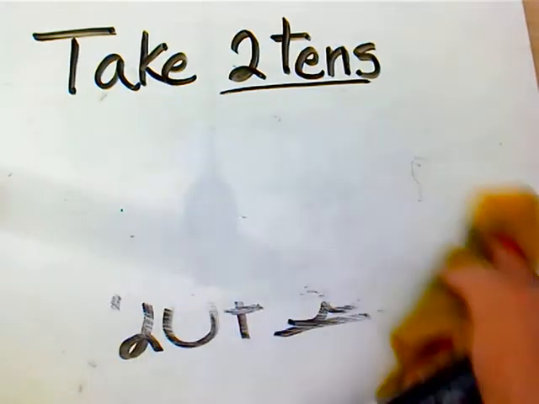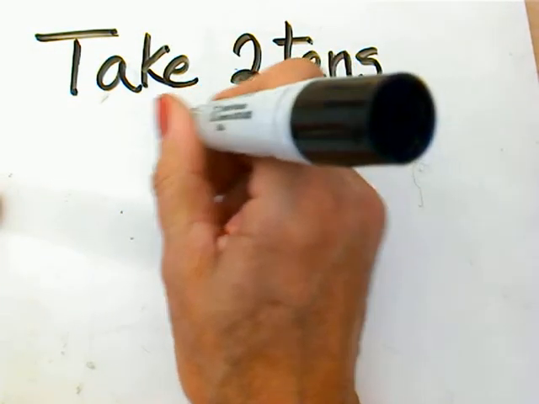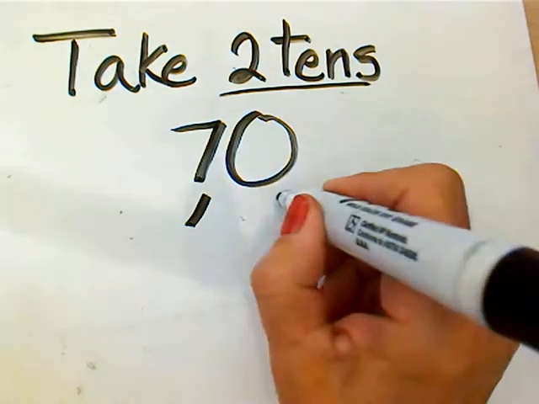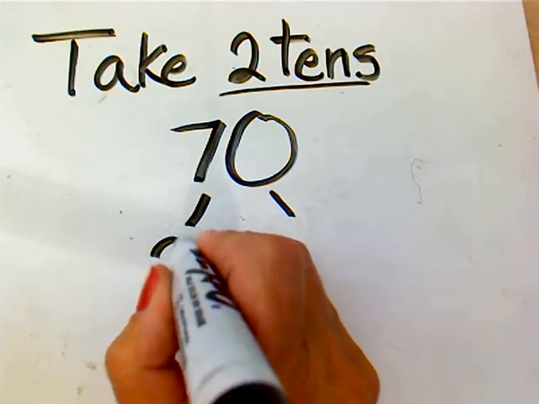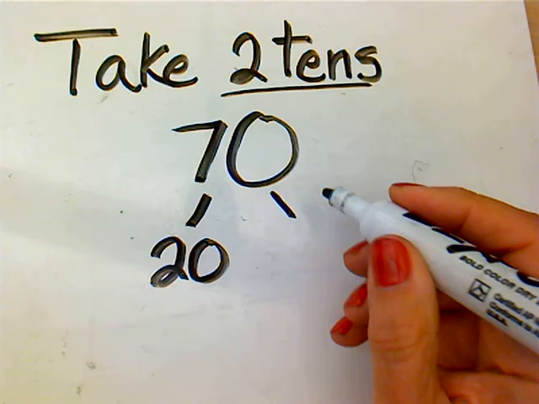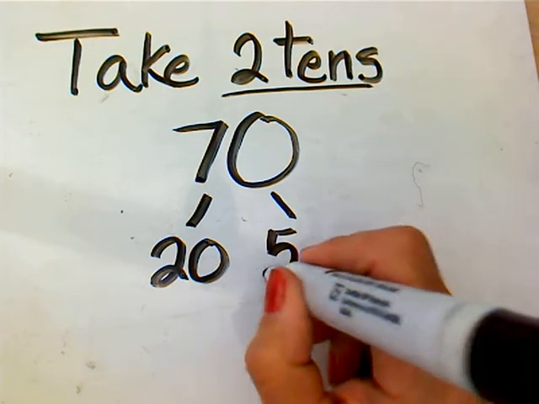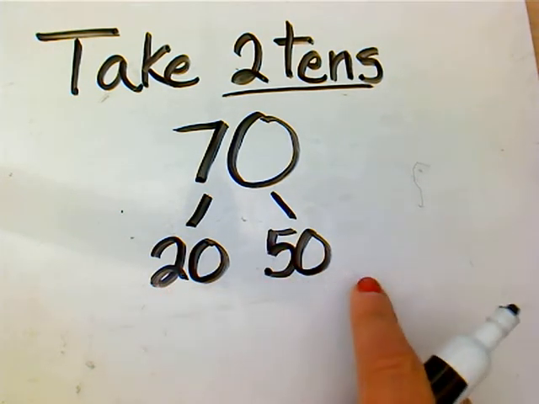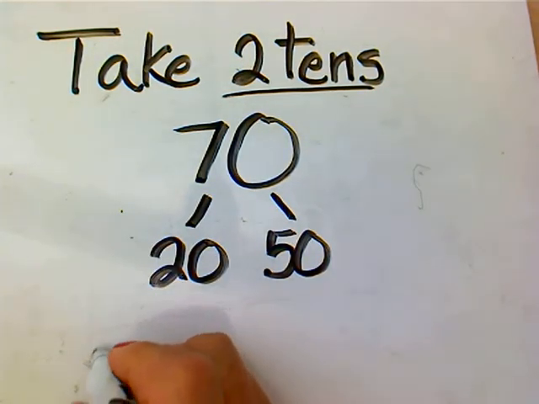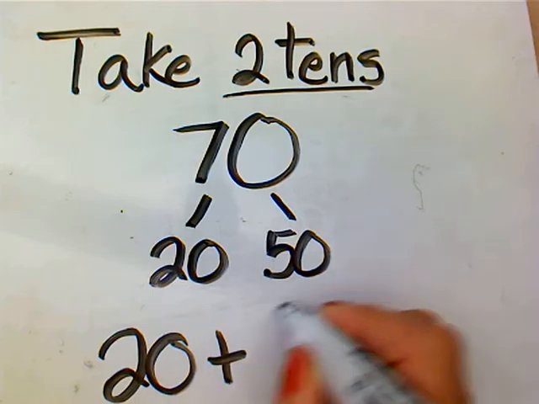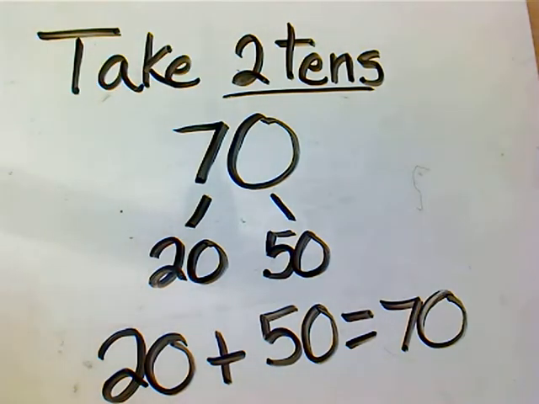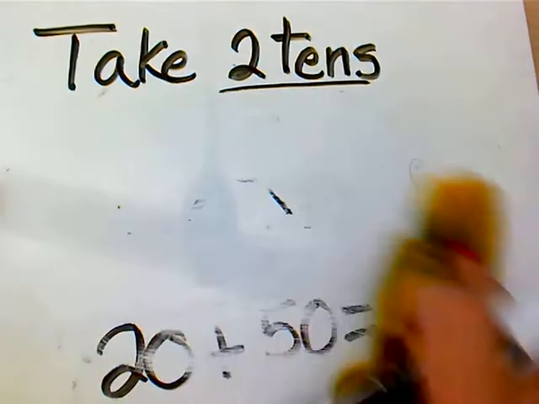All right, we're going to keep on taking 2 tens. This time we're going to do 70. We're going to break it apart. How much are we going to take apart? We're going to take 2 tens. Can you tell me what the other part of that would have to be? If you said that would have to be 50, there's your number bond. I took out 2 tens. That left me with 5 tens. So that would be 20 plus 50 equals 70. So what are we doing? We're taking 2 tens.